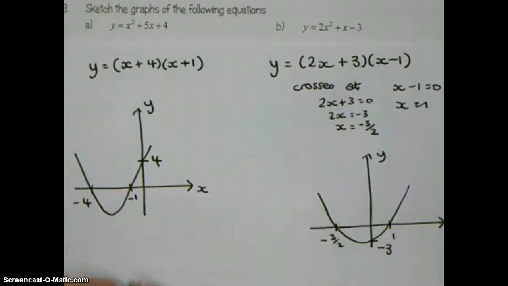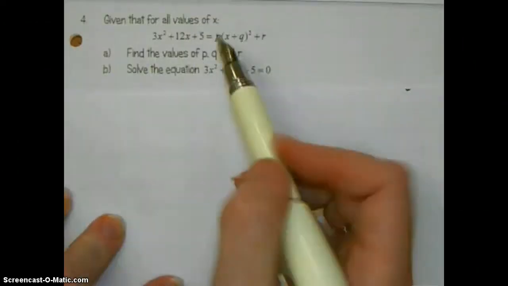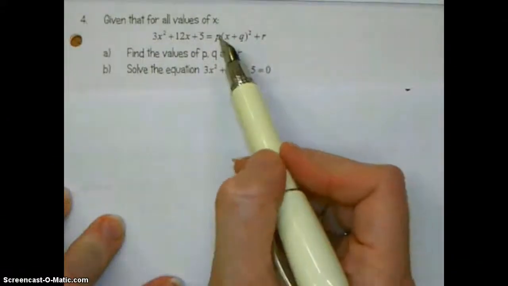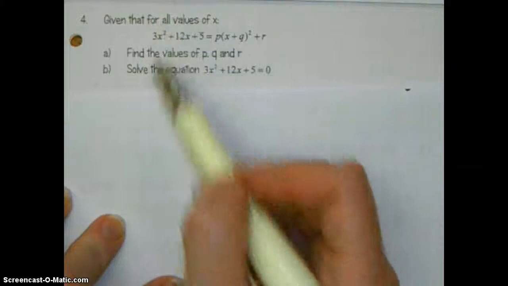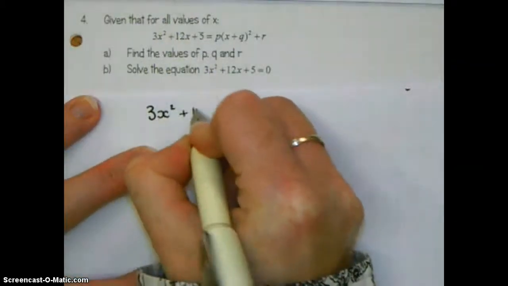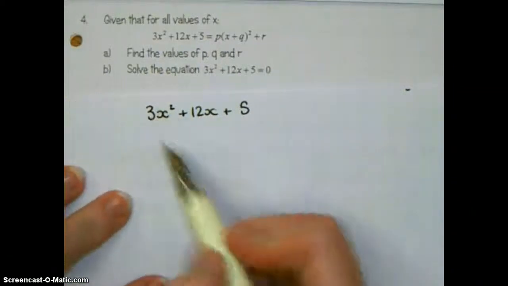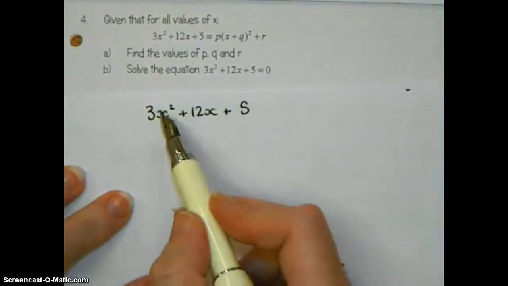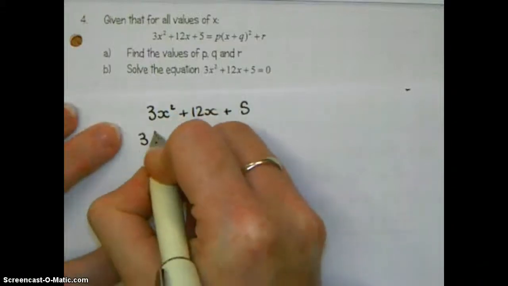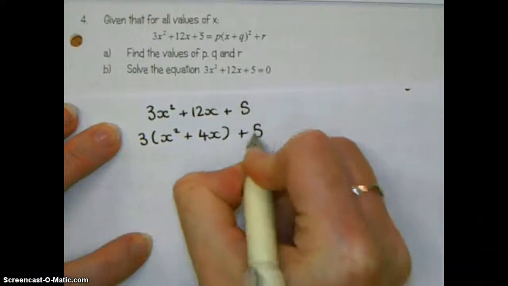Okay, for question 4 then, what you need to spot is that this form is a completed square form. So really all they were asking you to do here is to complete the square. So if we start with the 3x squared plus 12x plus 5, to complete the square I need to have a single x squared at the front. So I need to take out a factor of 3 to leave that with a single x squared. So if I take out a factor of 3 from that first bit, I'm going to get that equation.